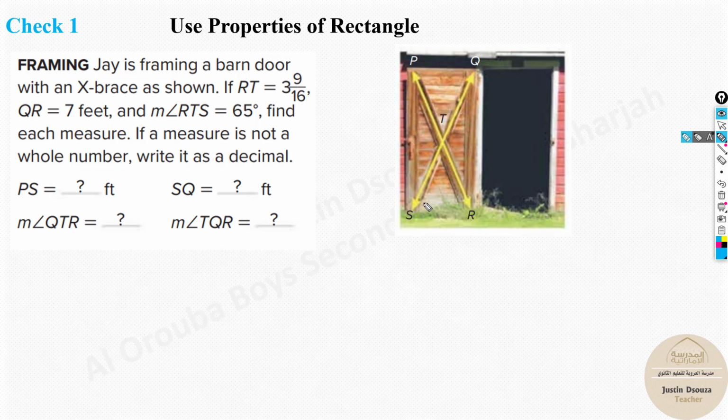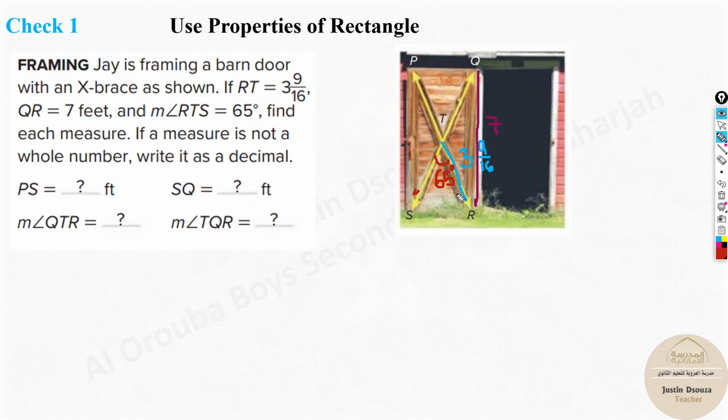Now if RT, can you see this R and T, is given as 3 9 by 16, and QR, can you see where is QR? This is QR, the straight one. So let me change the color over here, and this is QR, that is 7 feet. Measure of angle RTS, that's R, T and S, this angle over here is 65 degrees, and we need to find each of these measures.